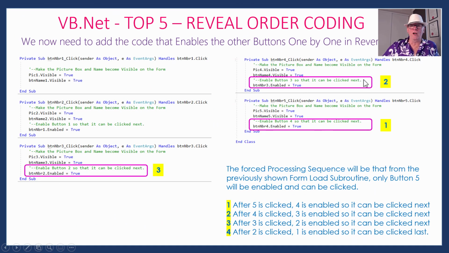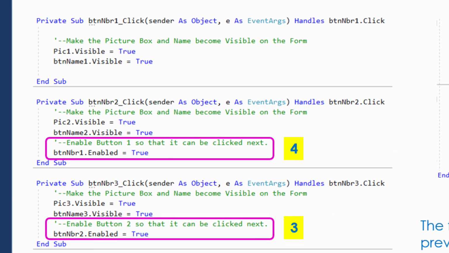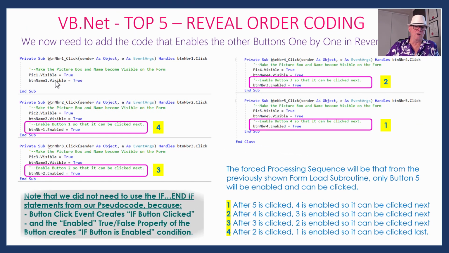And then it's a similar story. After 3 gets clicked, you need to enable button number 2. And finally, after btn number 2 code is here to show the stuff for number 2, then you need to enable button number 1 so they can do that last button that's up the top. Now on button number 1, you don't need anything. That's the last button, so it's not going to enable another button above it or anything like that. So it doesn't have any enabled sort of code on it, all right?